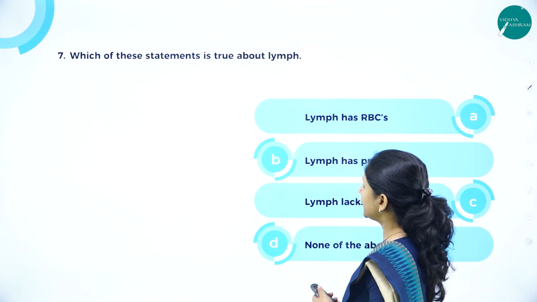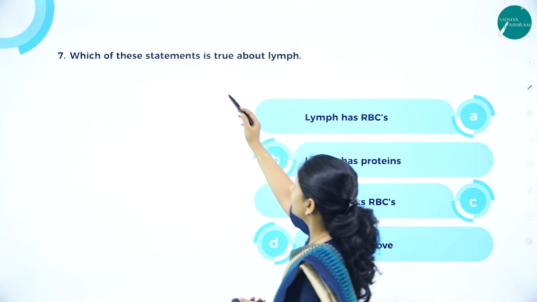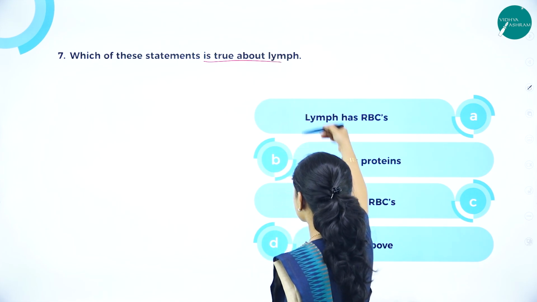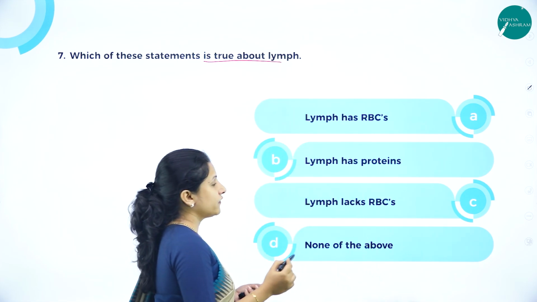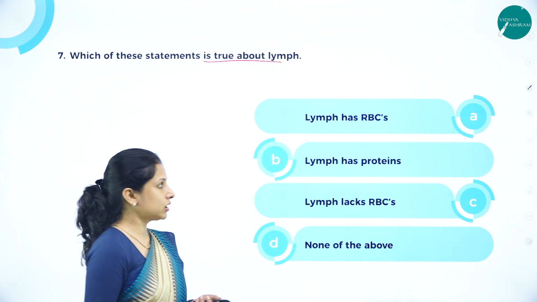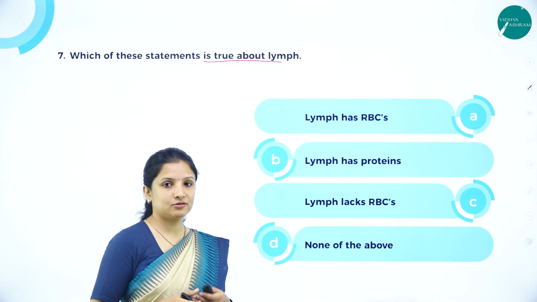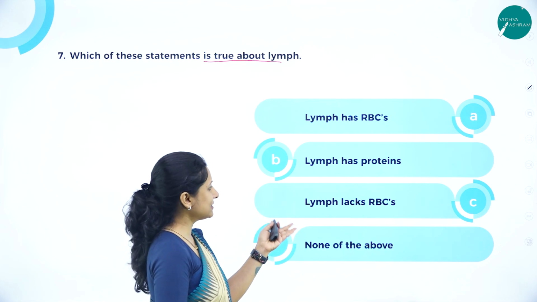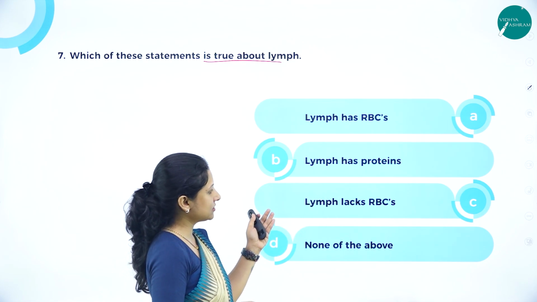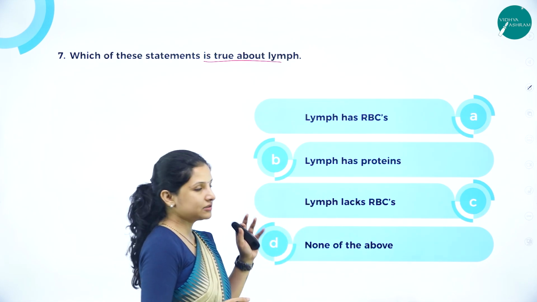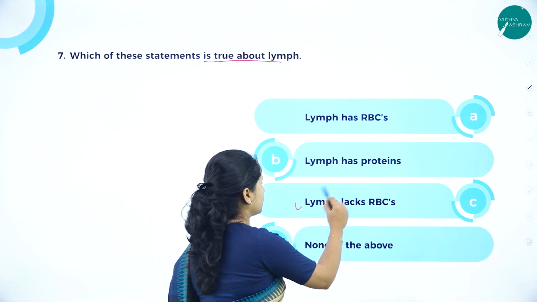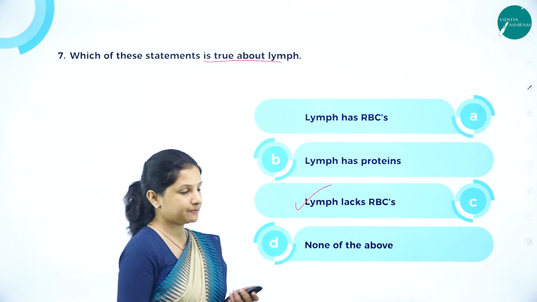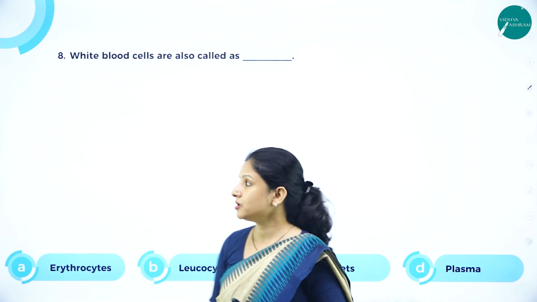Next question. Which of these statements is true about the lymph? Four statements are given here, and we have to find out which is true about lymph. Lymph has RBCs? No, it doesn't have RBCs. Lymph doesn't have many proteins? Lymph lacks RBCs, or none of the above? The answer here is that they do not have RBCs. That is option C. Next question.